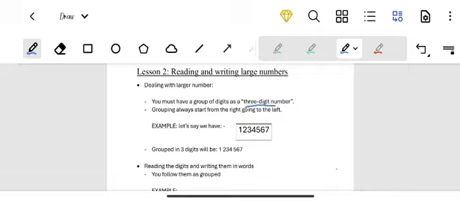I'm going to start off by looking at my right hand side. We start off with the unit. Since I'm starting off with the unit, and I know the unit is this one, I'm going to write my 7 there. The next one is 6. The next one is 5. It means that I'm done with the first group.